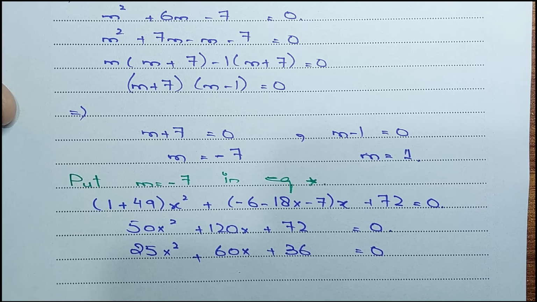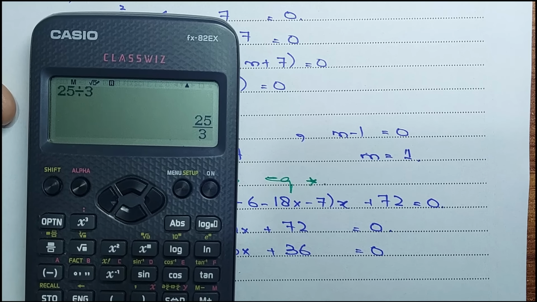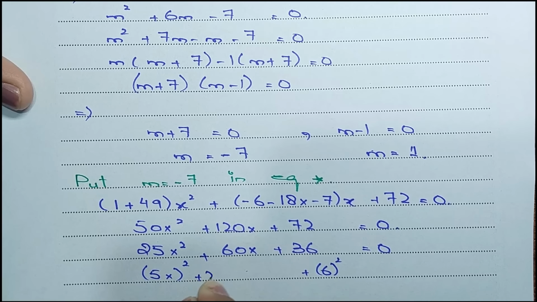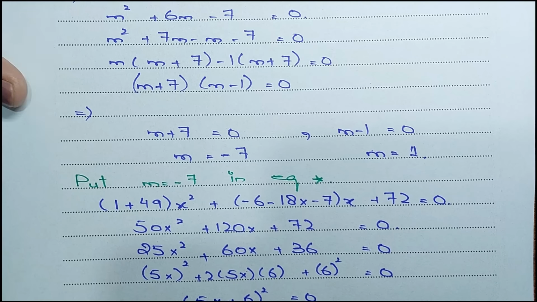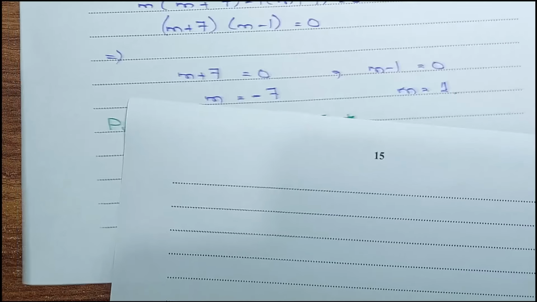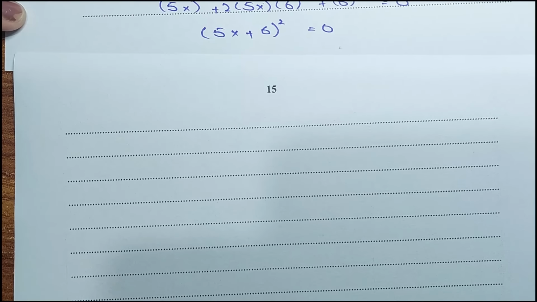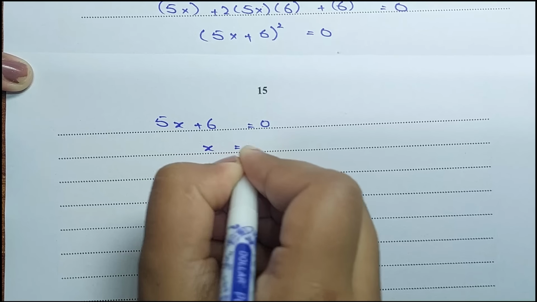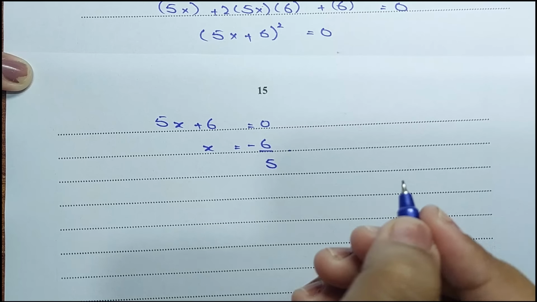Now these terms are divisible by 2, but 25 is not divisible by 3. It is divisible by 5, but 36 is not divisible by 5. So this is 5x whole square, and this is 6 whole square, plus 2 times 5x times 6. 2 times 5 is 10, and 10 times 6 is 60. So this is 5x plus 6 whole square, by the a plus b whole square formula. Now we have this whole square equals 0, so 5x plus 6 equals 0, and x is equal to negative 6 over 5. This is the first x coordinate.